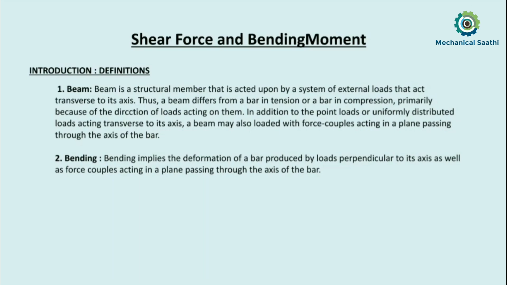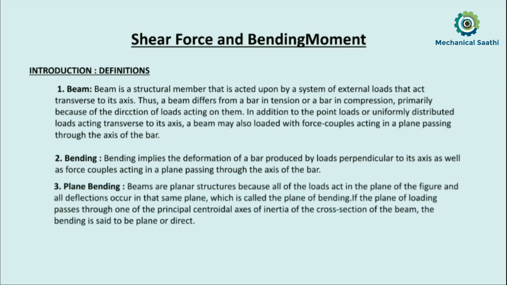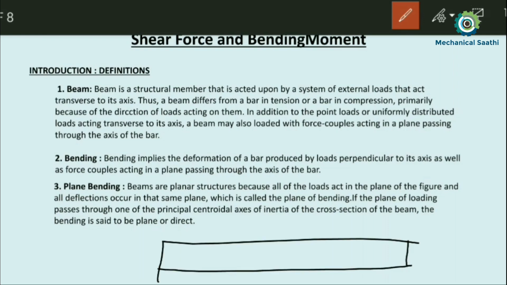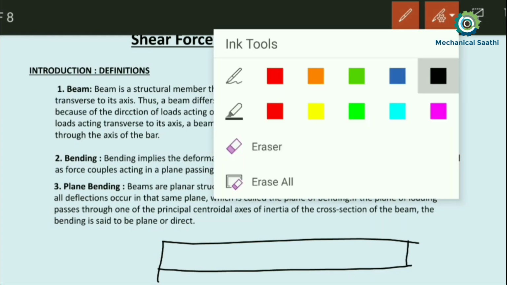Different types of bending may occur inside a beam. Let us understand how many types of bending may occur inside any bar. The first kind is plane bending. What does plane bending mean? Suppose I draw a beam. Let us consider this as a beam, and I can show the axis of that beam by this color.